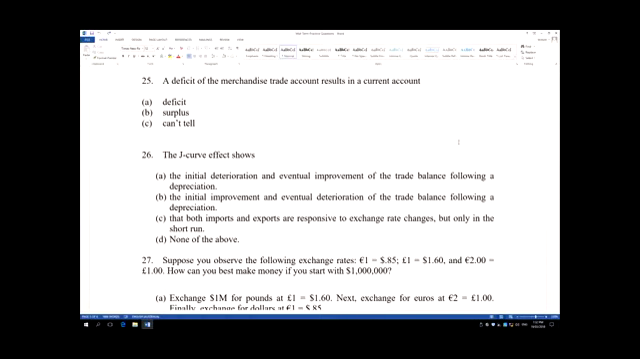All right. Question 27. Suppose you observe the following rates. How can you best make money? I'm going to flip this page over. If you didn't get all of the answers, I will put them up on Blackboard, or you can get them from your friend. So how you can make money is that you're initially going to exchange $1 million for pounds. Then you're going to exchange pounds for euros, and then euros for dollars. So 27 will be A.